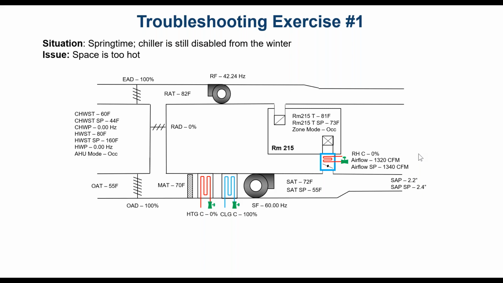What other variable could be causing the issue? Okay, so we're trying to cool this space. So what affects cooling? The amount of airflow and then the temperature of the air being supplied. So we're getting all the airflow that we want. Is the temperature of the air being sent to the space cool enough? Well, we see down here that set point's 55, but man, we're at 72. Something seems a little off there. Well, let's see if we can figure out why it's at 72.